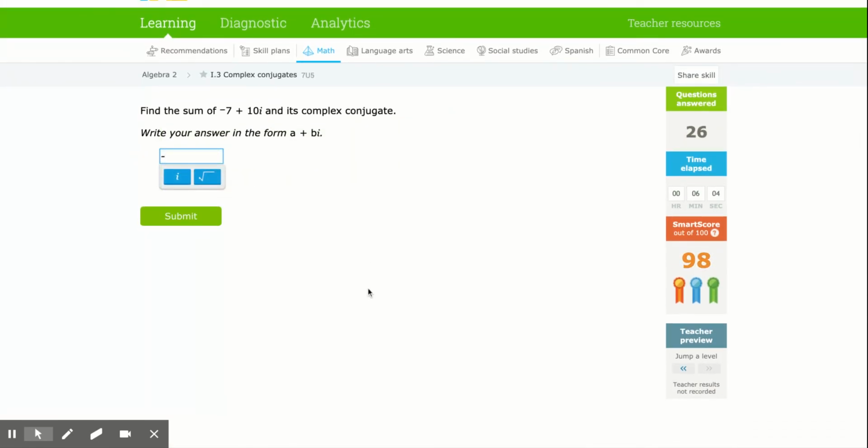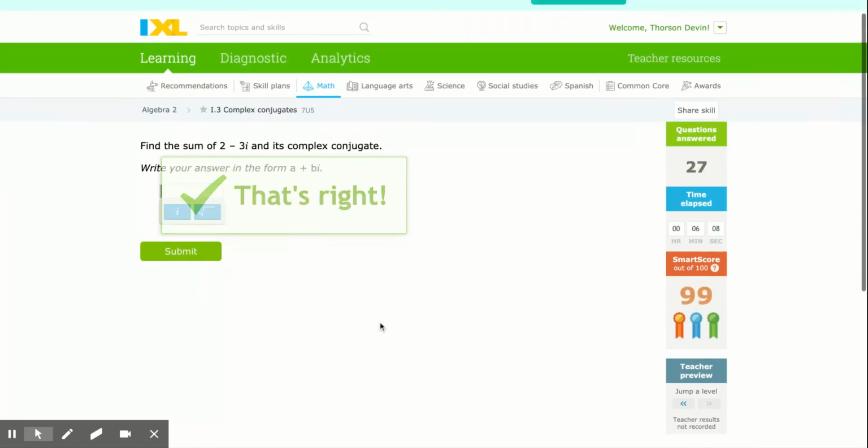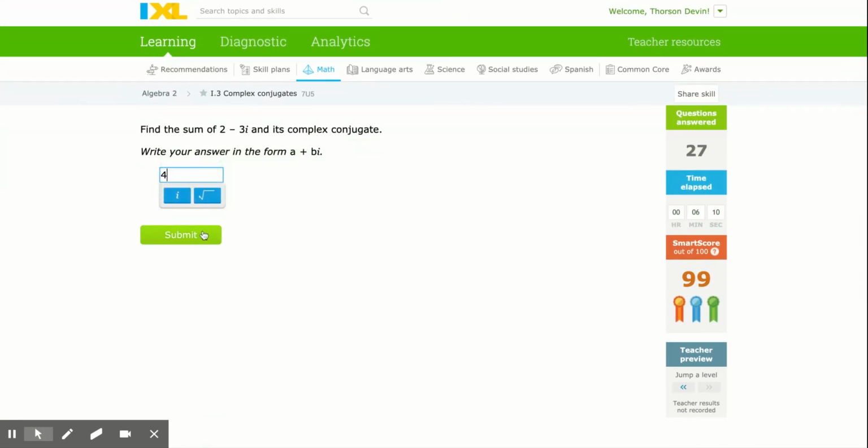We get a negative 14, and the complex part cancels. And we get a 4, and the complex part cancels.